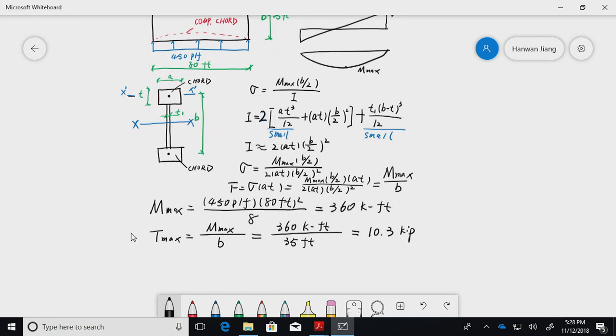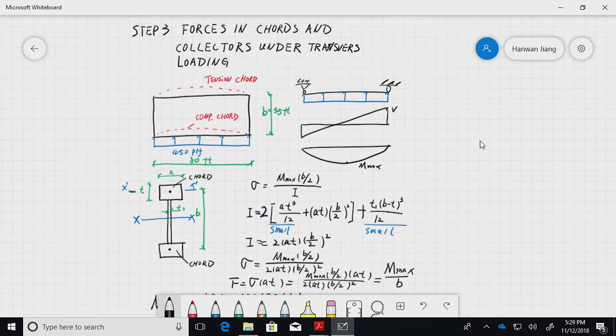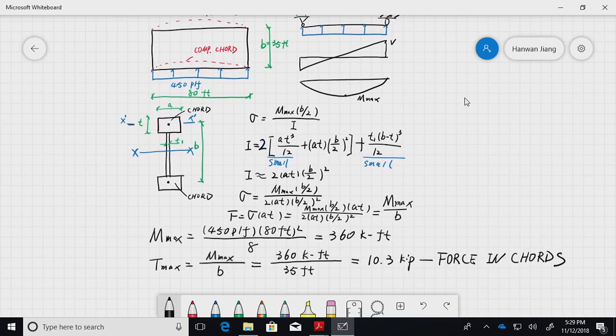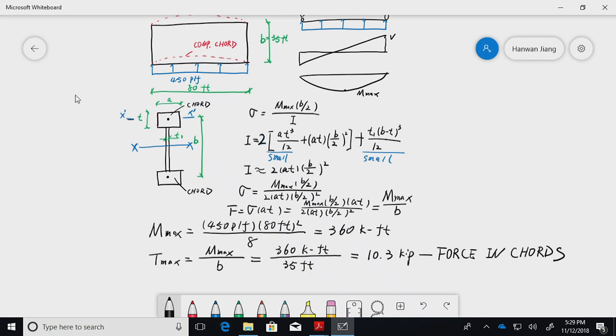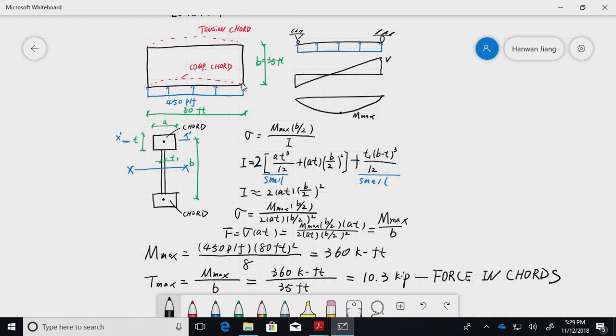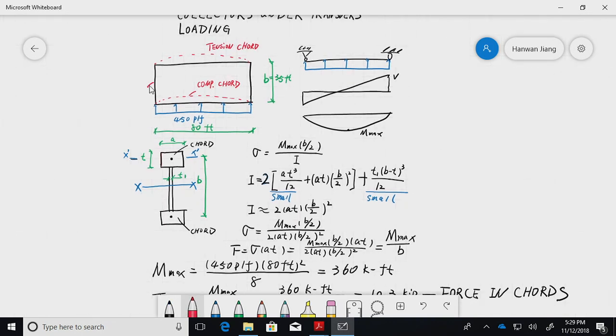So in this slide we determine the maximum force in the cord. Then we also have to determine the forces transferred or carried by the collector.